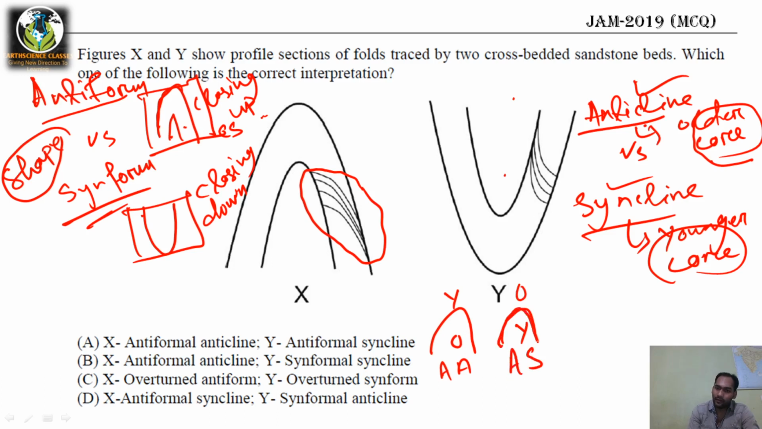The shape is antiform in both cases. But here older core, so anticline. Here younger core, so syncline. Now this is synform. If younger at the core, then it is synformal syncline. If older at the core, then synformal anticline. Both of them are synform, but here younger core, so syncline. Here older core, so anticline, right? So I hope all of you got this. Then moving to the question.